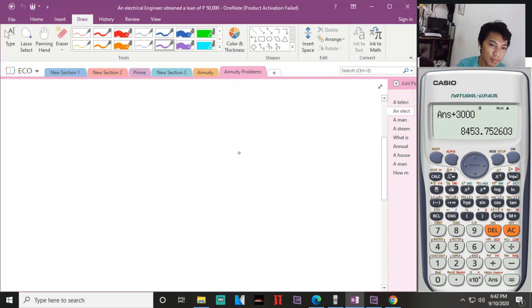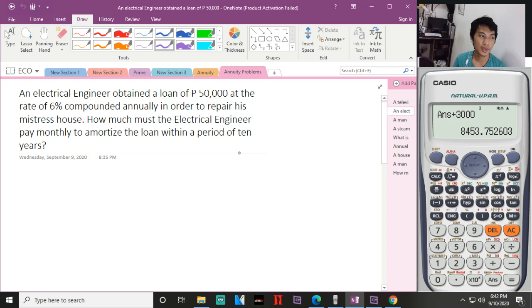For number 2, problem goes like this. An electrical engineer obtained a loan of 50,000 at the rate of 6% compounded annually. In order to repair his mistress's house, how much must the electrical engineer pay monthly to amortize the loan within a period of 10 years? Ibig sabihin dito electrical engineer daw, merong kalaguyo. Nag-loan siya para magbigyan niya ng magandang bahay ang kanyang kabit.